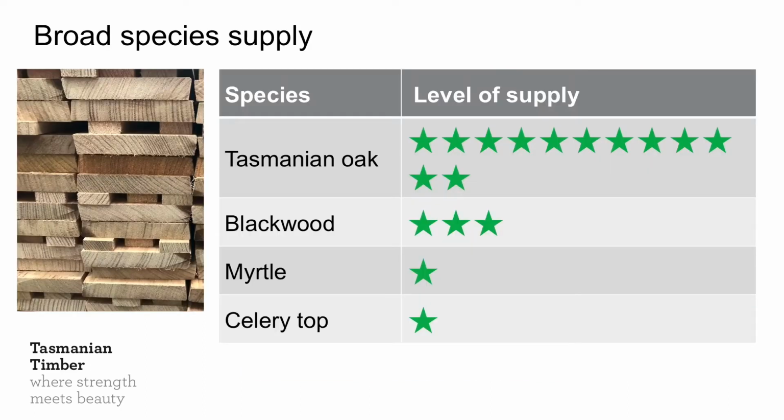Okay, so if we look at supply and relativity, this is almost a logarithmic diagram rather than an absolute one, is that with celery-top and myrtle, we have relatively limited supply. With blackwood, we have better supply, but still not a lot. There's never been large amounts of blackwood. If you're growing blackwood to any size, you need a forest that has had quite a bit of age. And in Tasmanian oak species, there's much, much more of that by comparison with the other species. However, you can use them all in a whole range of different combinations.